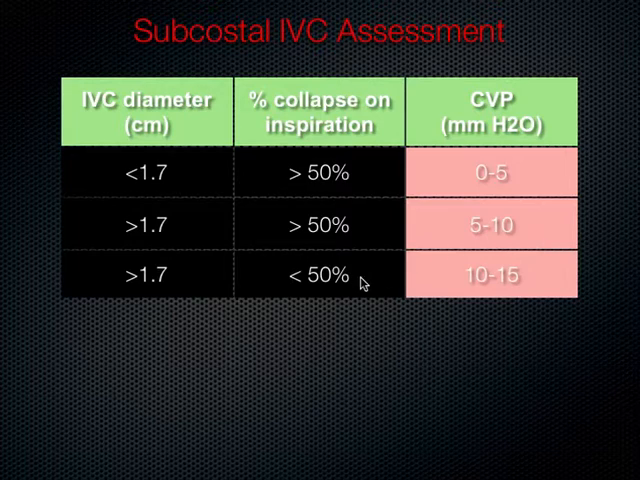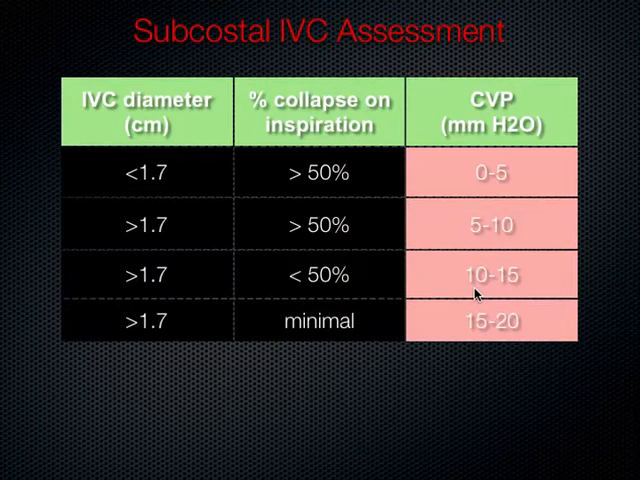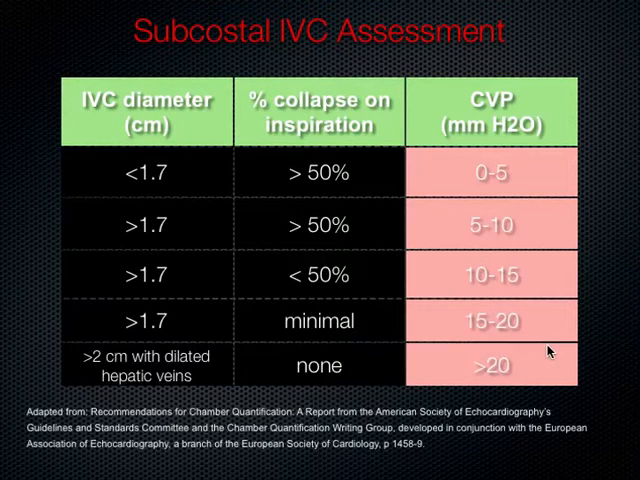And then if we have less than 50% collapse, the CVP is even higher, 10 to 15. And then when we have more than 1.7 centimeters, and there's very minimal collapse upon inspiration, the CVP is said to be 15 to 20. And then finally, if it's more than 2 centimeters, and you can even now see the hepatic veins that are dilated, this is a very plethoric or full IVC. Obviously, it's not going to collapse much on inspiration, and then the CVP is said to be very high, greater than 20.